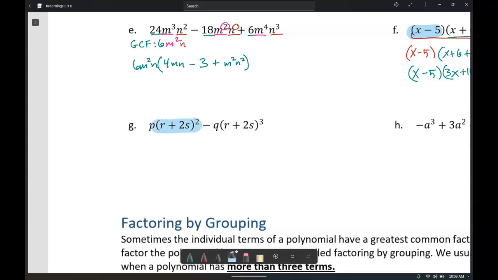Here again we have binomials, but we have r plus 2s squared as our greatest common factor. So when we factor it out, we're left with p minus q times r plus 2s, and then we can distribute to simplify.